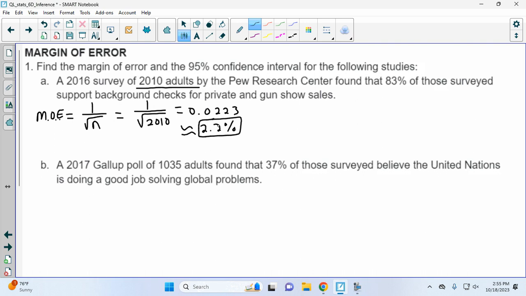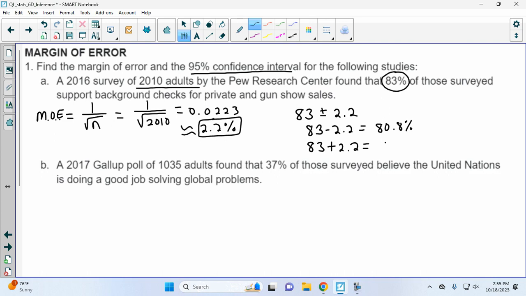The second part of the question says to find the 95% confidence interval, which we did in a previous lesson. All you do there is you take your percentage and you add and subtract your margin of error. So 83 minus 2.2 is equal to 80.8%, and 83 plus 2.2 is equal to 85.2%. So your confidence interval ranges from 80.8 to 85.2%.